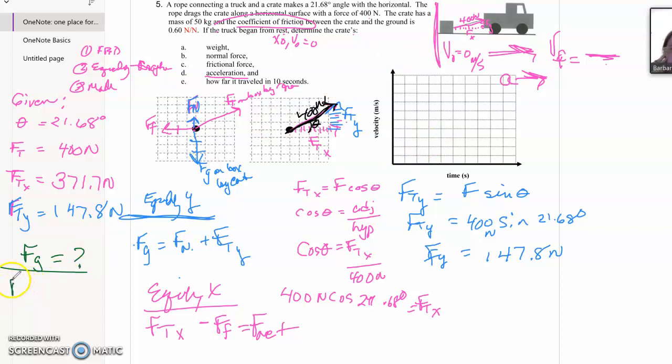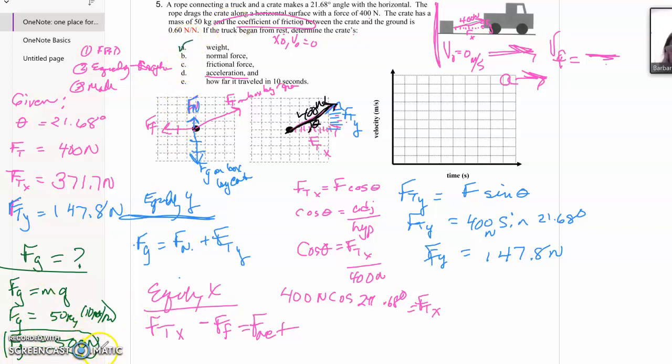Okay, so FG, easiest way to get FG if you can is just to say mg, right? So can I do that here? 50 kilograms times 10 newtons per kilogram? Sure, so that's pretty easy. 500 newtons. All right, there's one. Boom. All right, the normal force.